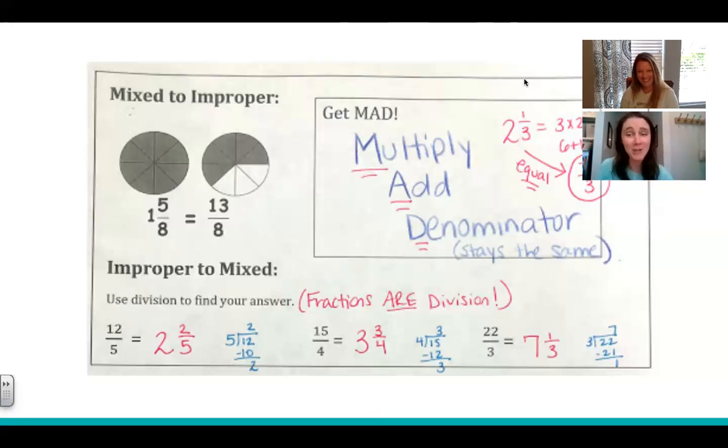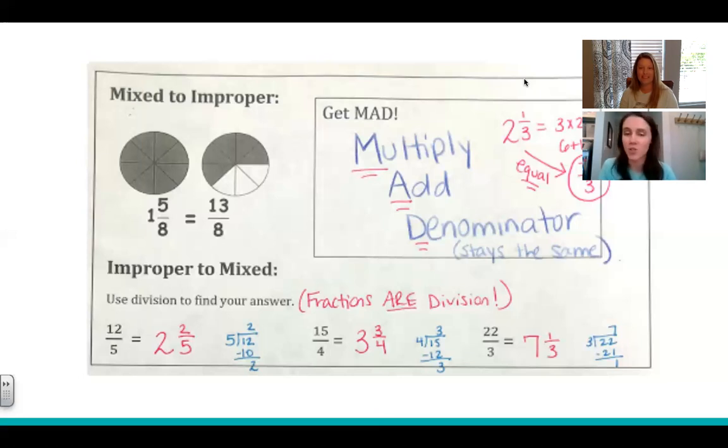So 22 divided by 3. You set it up. You know 7 times 3 is 21. That's where my brain was already going. So I already knew the answer before I could explain it. And then, so 7 is your whole number on the top. So you write 7, and then you only have 1 left over. So 1 is your remainder. What stays the same? The denominator. So your answer is 7 1/3.